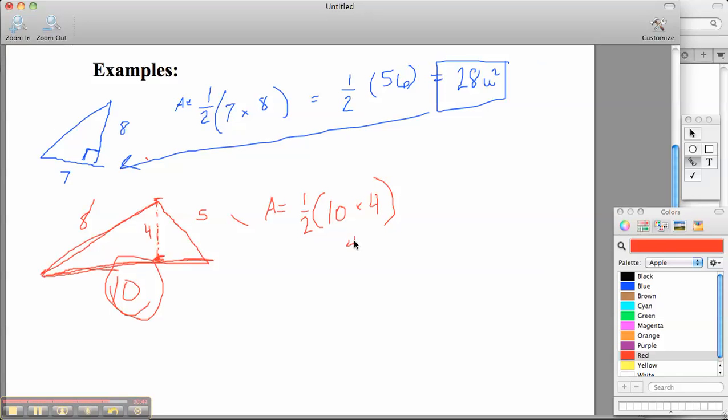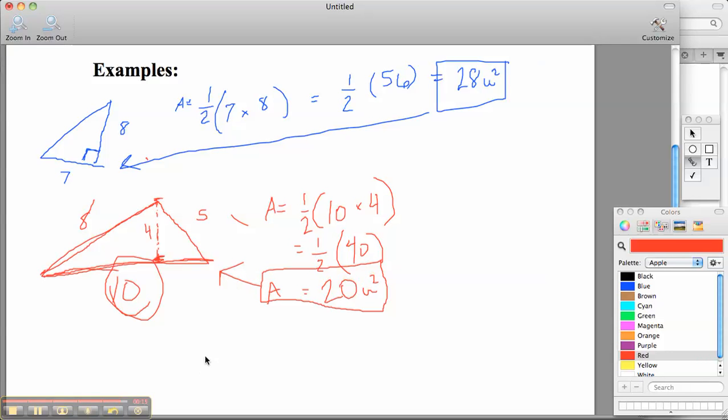So that's going to be 40. And that's still times 1/2. So what is 1/2 of 40? Easy. 1/2 of 40 is 20. And that's 20 units squared. And that equals the area of that triangle. That's how you do the area of triangles.